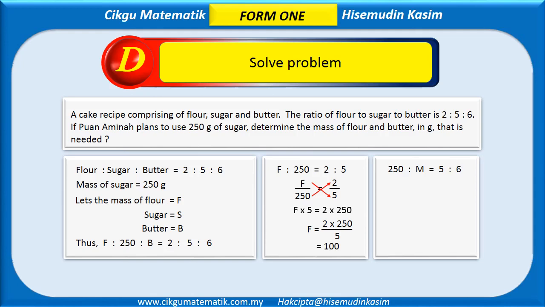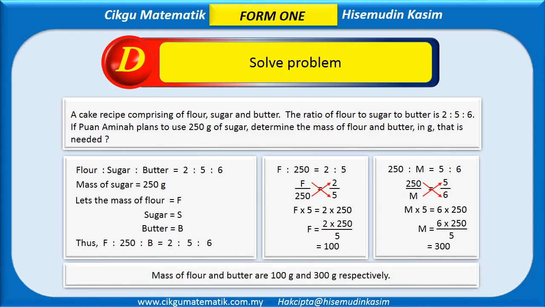The ratio of 250 to B equal to 5 to 6. 250 over B equal 5 over 6. B times 5 equal to 6 times 250. B equal to 6 times 250 over 5 equal 300. Mass of flour and butter are 100 g and 300 g respectively.